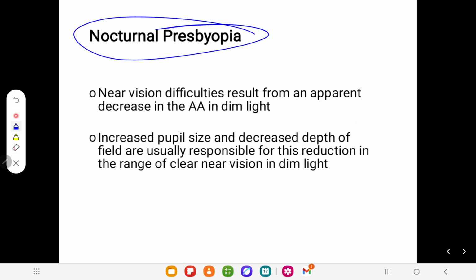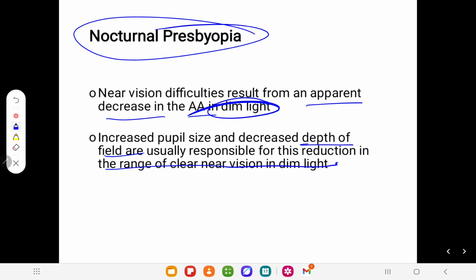So nocturnal presbyopia, which is a very funny term. So night presbyopia: near vision difficulty results as an apparent decrease in accommodation in dim light. Basically, in dim light, people always have difficulties. The increased pupil size and decreased depth of focus, that's the great concept, usually responsible for the reduction of range of vision in dim light.